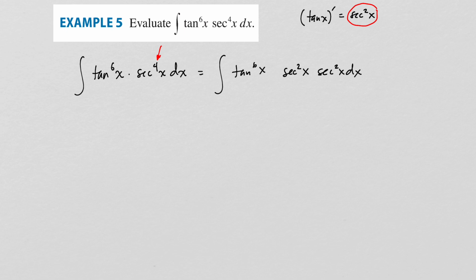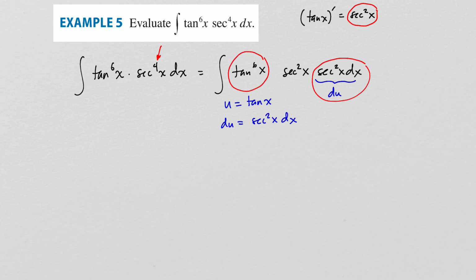Now, why am I doing this? Well, again, I'm identifying that secant squared of x times dx, I want that to be my du. But the only way that works is if u is equal to tangent of x. And again, because the derivative of tangent is secant squared. Okay? So if I do all that, I've got my du right here. Right here, I've got u to the 6th power. But then the big question is, what do we do with secant squared?